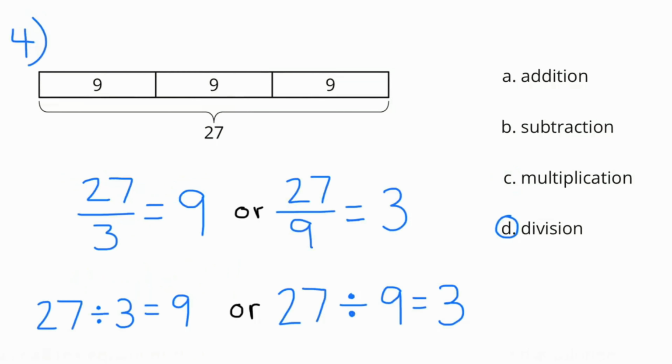D. Division. 27 thirds equals 9, or 27 ninths equals 3, or 27 divided by 3 equals 9, or 27 divided by 9 equals 3.